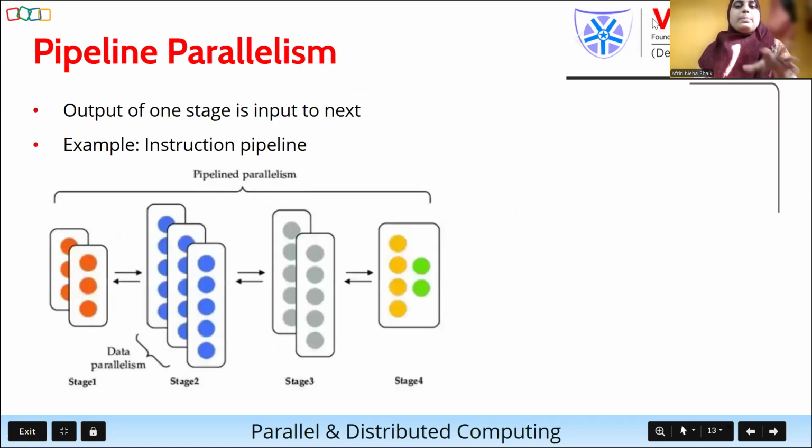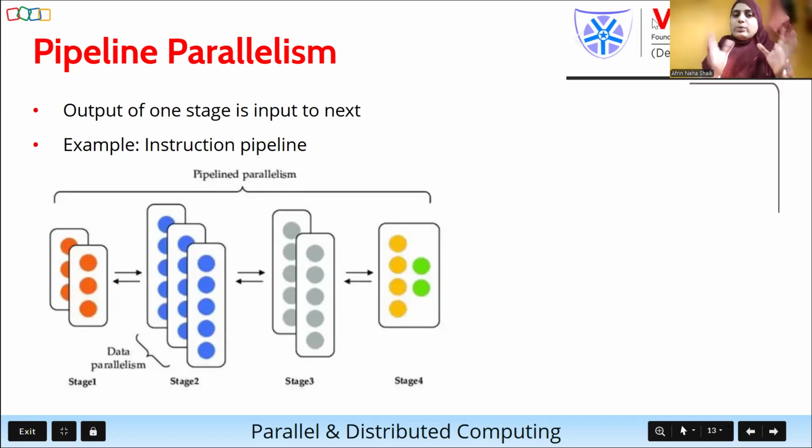Now, turning to pipeline parallelism. Here, the parallelism works like an assembly line. A task is divided into stages: stage 1, stage 2 and so on. Each stage is executed by a different processor, as we can see in the diagram. The output of one stage becomes the input to the next stage. An example is the CPU instruction pipeline: fetch, decode, execute and write back.